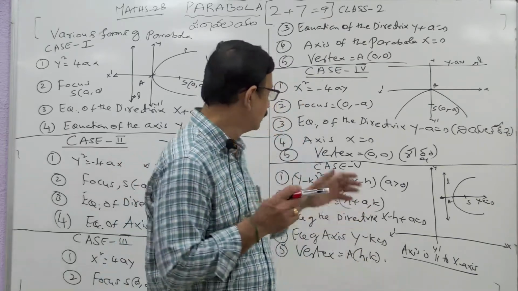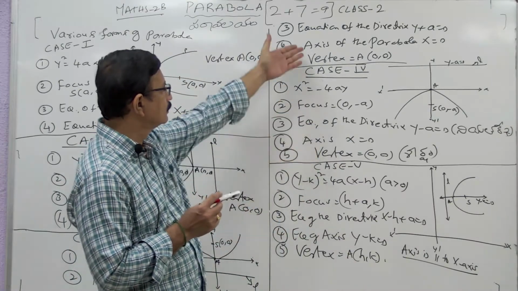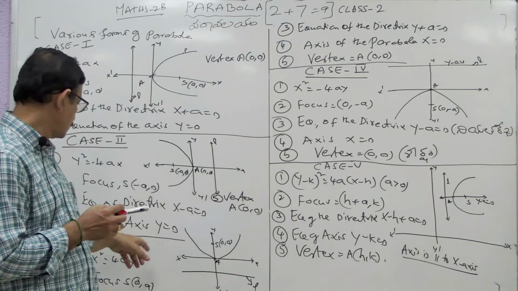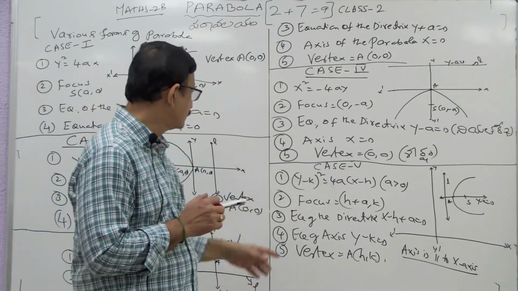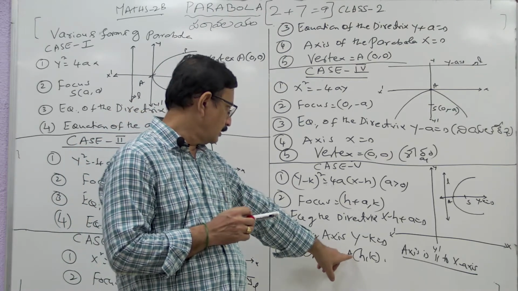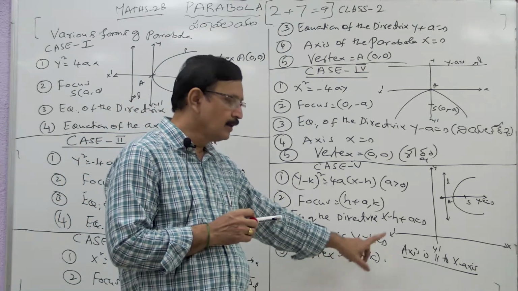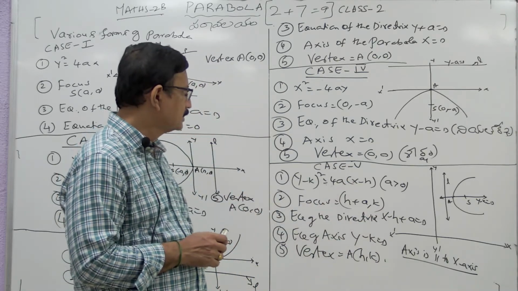In the previous 4 cases, what I have observed, the coordinates of the vertex are 0 comma 0, and in the second case also 0 comma 0. The first case also 0 comma 0. Coming to this case 5, the coordinates of the vertex are (h, k). Therefore, this comes under case 5.